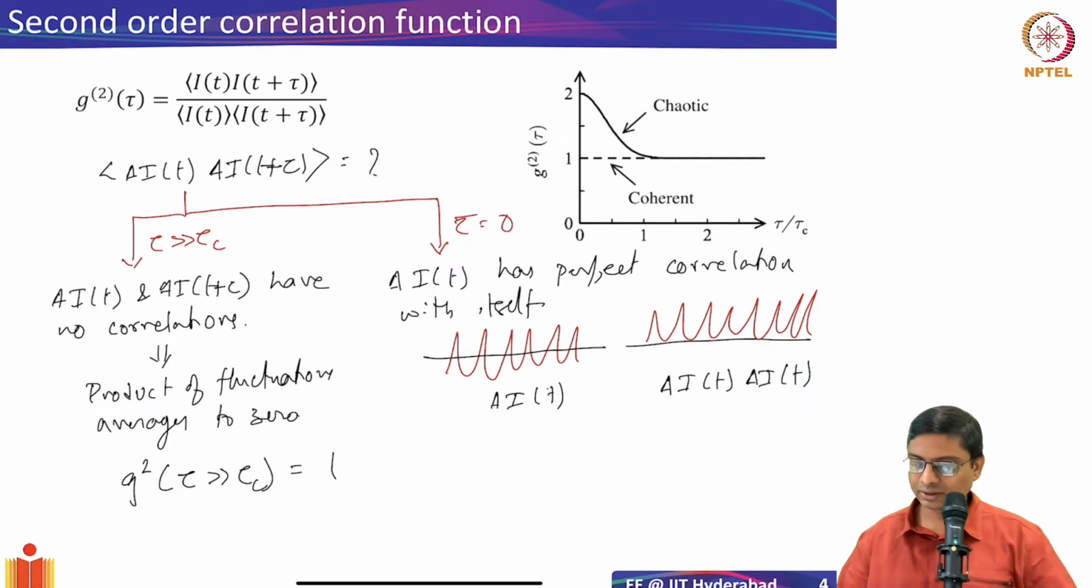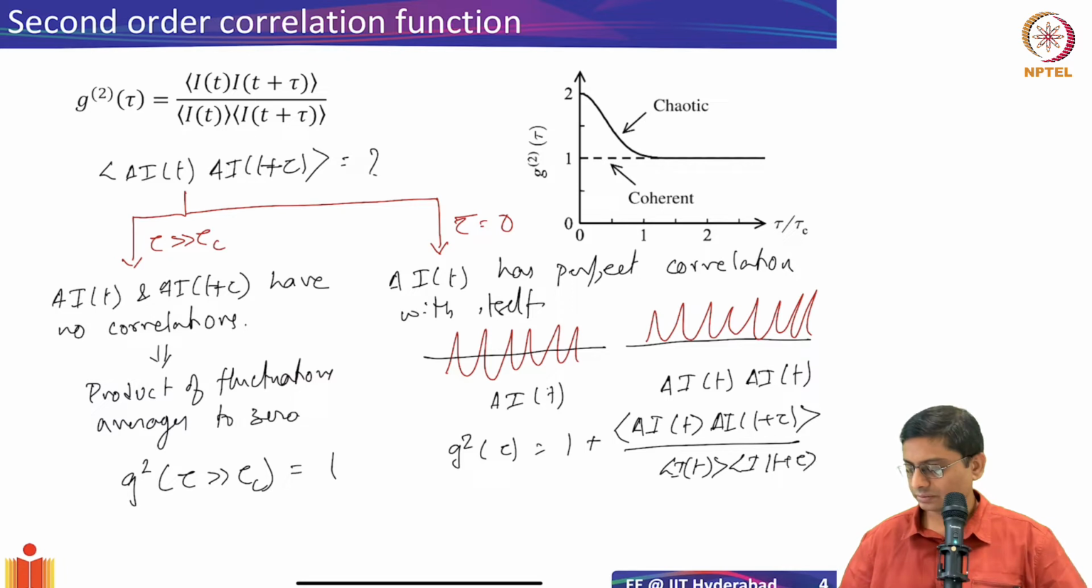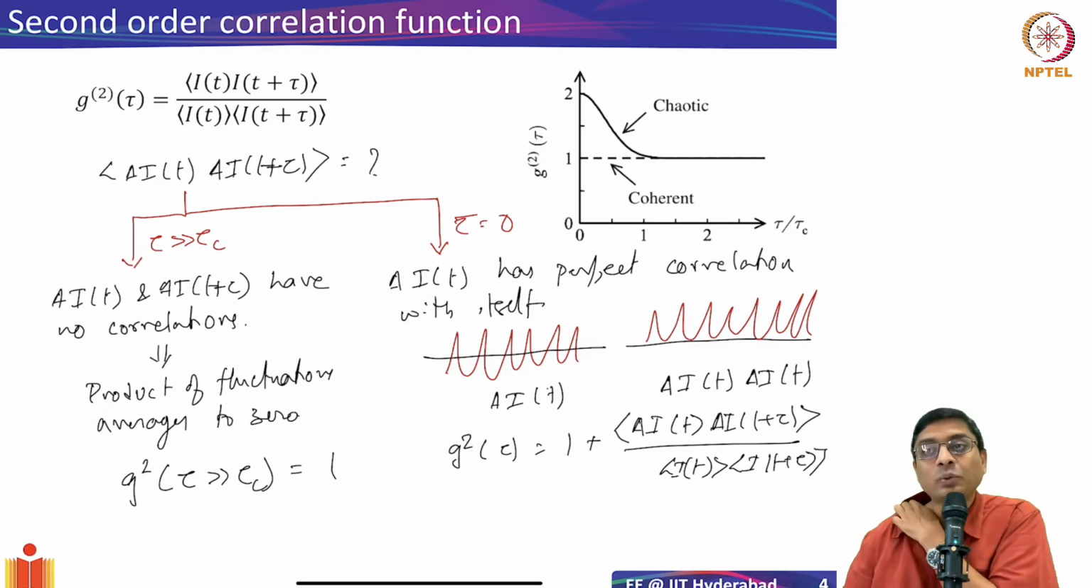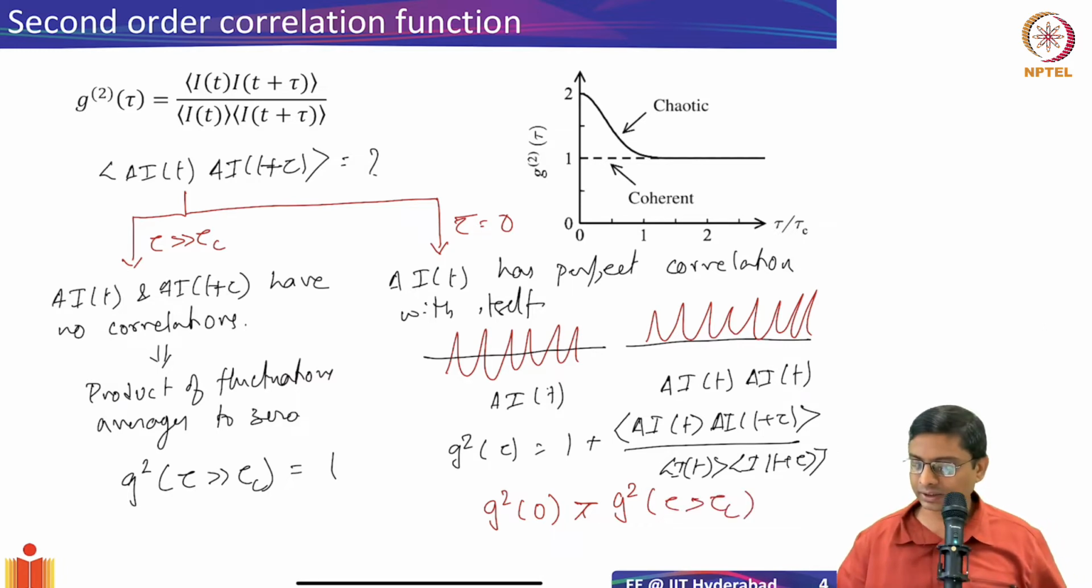In this case, G2 of tau is going to be 1 plus some delta I of t whole square, divided by the average of I of t into the average of I of t plus tau. So this is always going to be greater than 1. This is G2 of 0 greater than G2 of tau much greater than tau c. So at 0 delay, you see that this increases the fluctuations. You follow this?